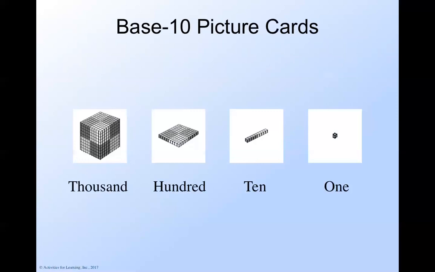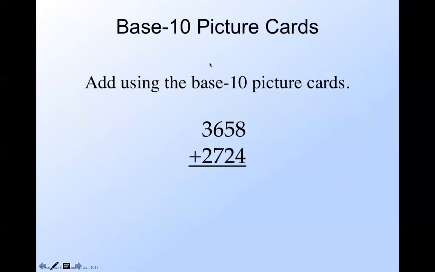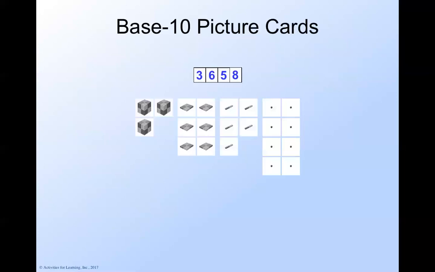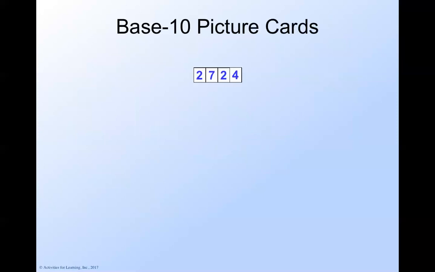And so we work through with the students in the lesson book to introduce these concepts, so that they're very familiar with that. And so then what we can do is add 4-digit numbers. So let's see how to add using base 10 picture cards. We have 3,600, 5-10, 8 plus 2,700, 2-10, 4. So we have 3,600, 5-10, 8. You see how helpful that math way of counting is? And then we are going to have our 2,700, 2-10, 4.